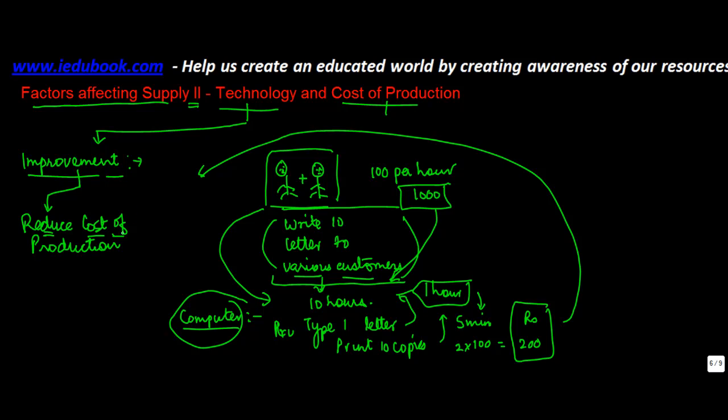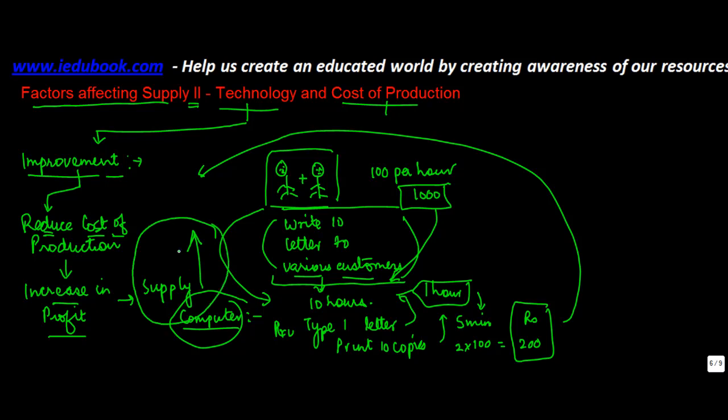And therefore, reducing the cost of production will lead to an increase in profit. If there is more profit in the commodity, the supply will increase. So any improvement in technology is going to reduce the cost of production and therefore lead to an increased supply of the commodity.